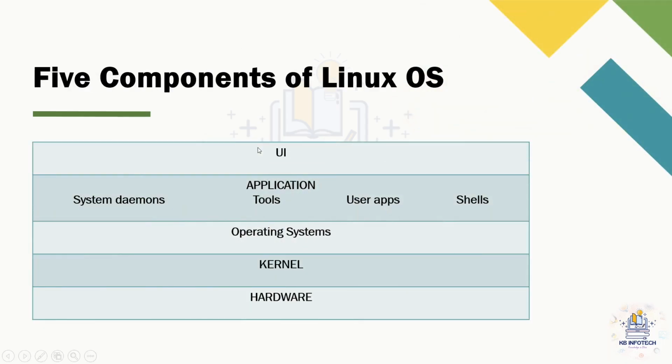The Linux system comprises 5 distinct components. As you can see, the components are user interface, applications, operating system, kernel, and the hardware. The outermost component of the Linux architecture is the UI, the user interface, which allows users to interact with the system using a keyboard or a mouse or any other input device. The application component includes system daemons, shells, user apps, and tools used to perform tasks in a Linux system. The applications communicate with the operating system to perform tasks.